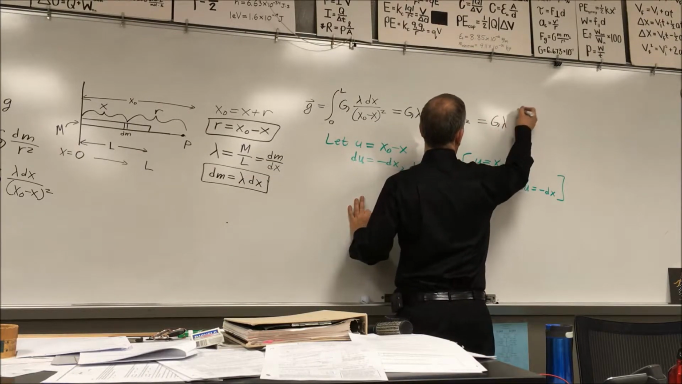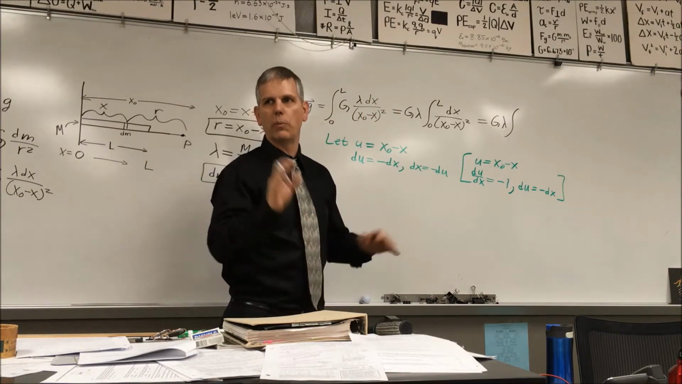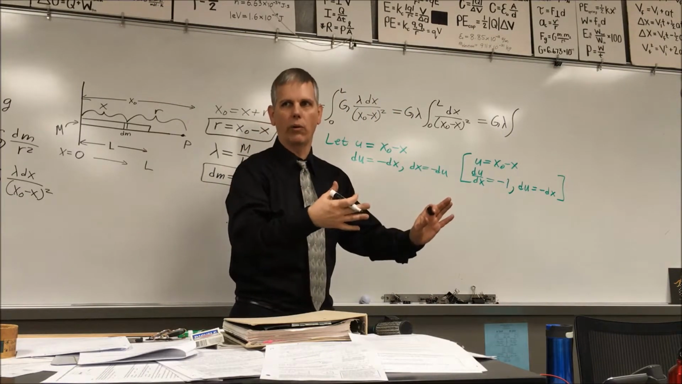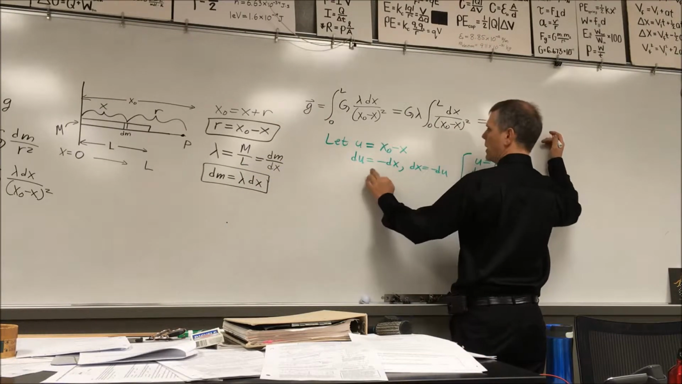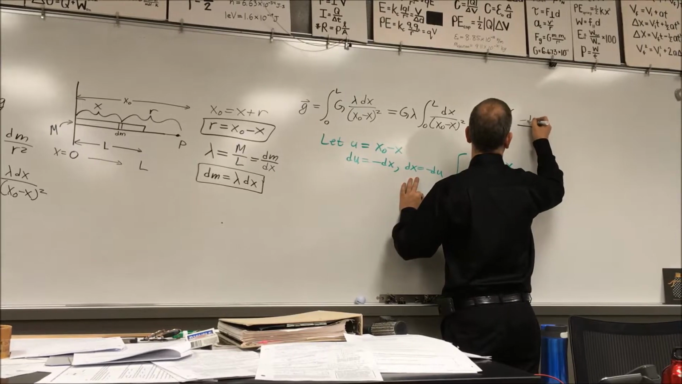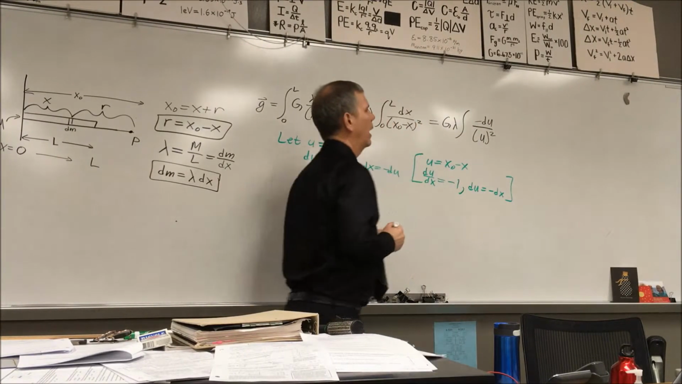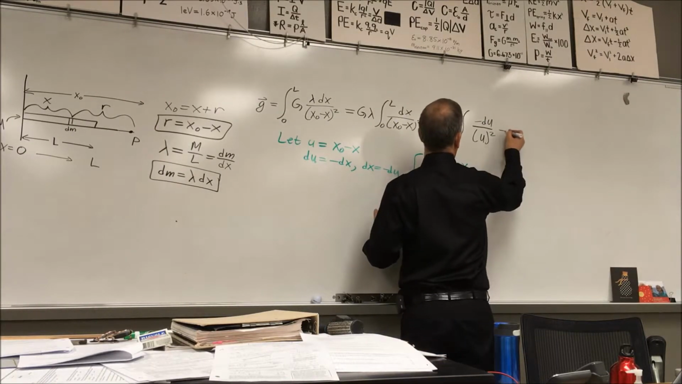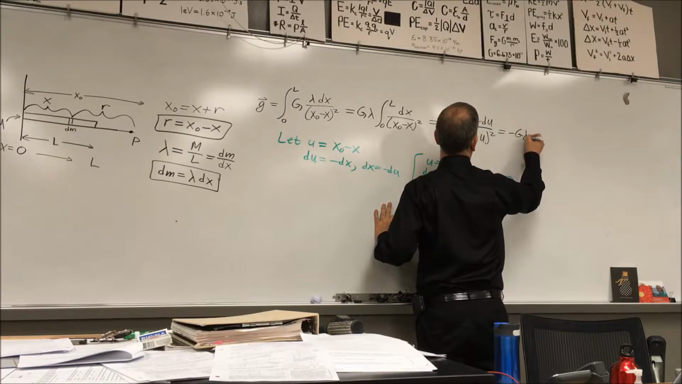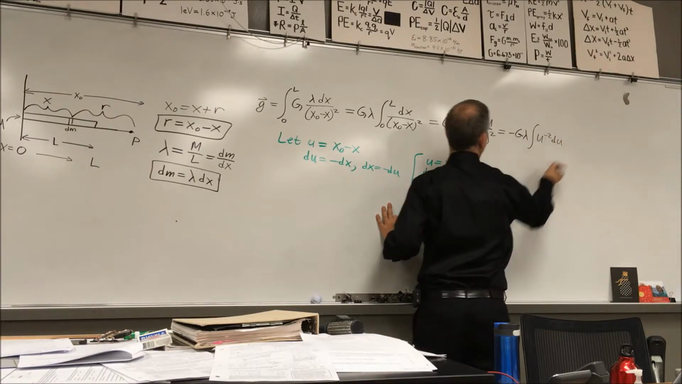We have g lambda, and I'm just going to ignore the limits. I know that technically, if you're doing this in calculus, you're supposed to change the limits, but we're going to bring it back later on, so this is not a problem. We know that dx equals negative du, and this is going to be u squared. Again, the negative comes out of the integral, and we get negative g lambda times the integral of u to the minus 2 du.